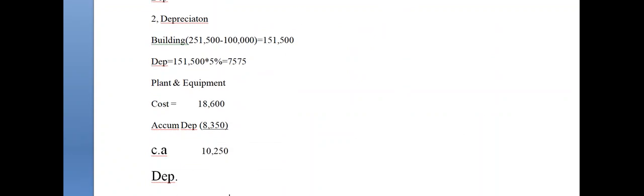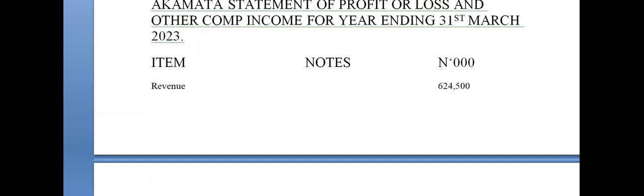So we have depreciation, plant and equipment. Okay, how much? 2,563. Sorry. So let's check again. Is there any other thing that is coming to cost of sales?